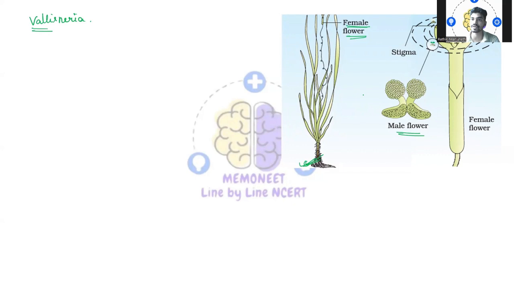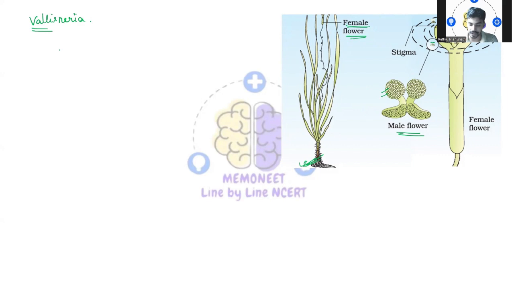And later on, it is going to release its pollen grains. It releases many pollen grains, and the pollen grains are carried by the water current and reach the female flower. That means they are carried passively by the water current, and eventually the stigma of the female flower catches those pollen grains and fertilization happens. So this is one way in which you can see pollination in Vallisneria.